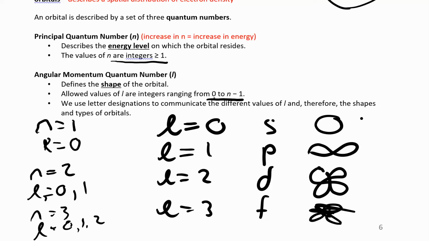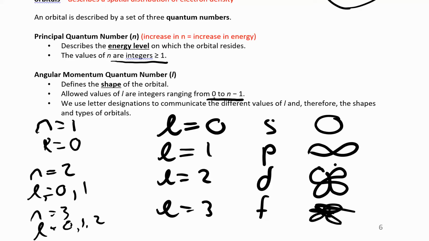So again, energy level, the first quantum number, tells you about the energy. The second quantum number tells you about the shape. Is it an s orbital? Is it a p orbital? Is it a d orbital? F orbital? What does the shape look like? S's are always spherical. P's always look like a peanut. D looks like a dumbbell.